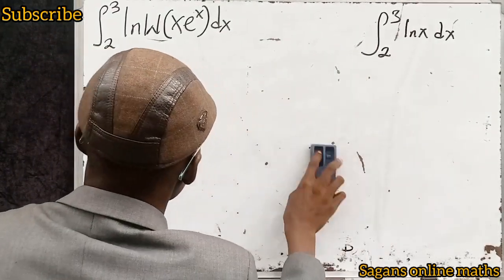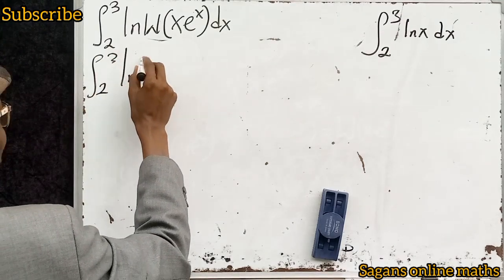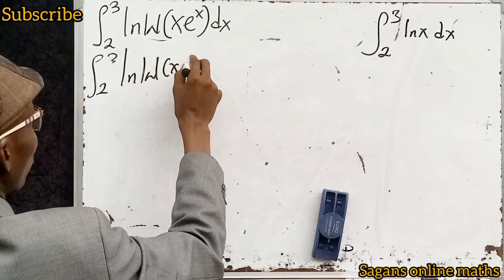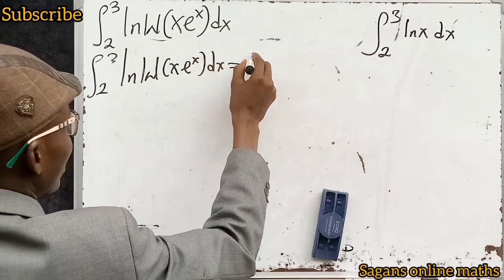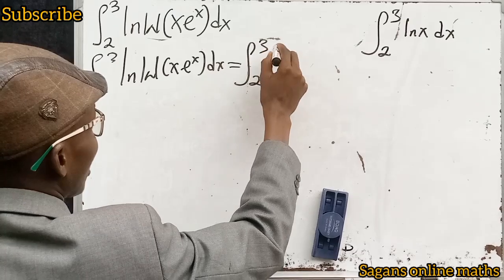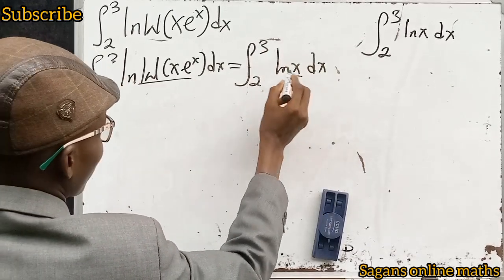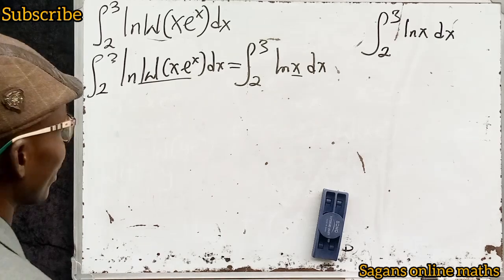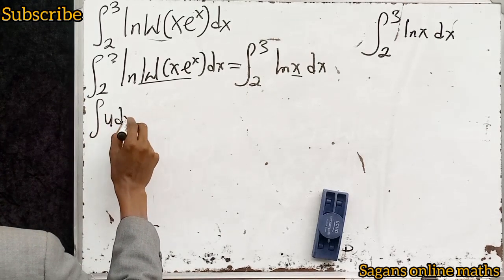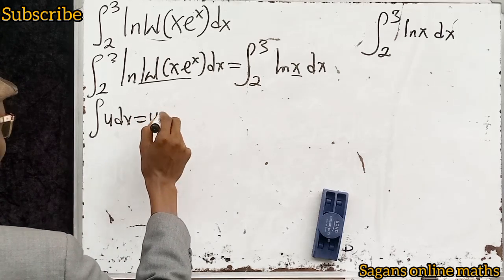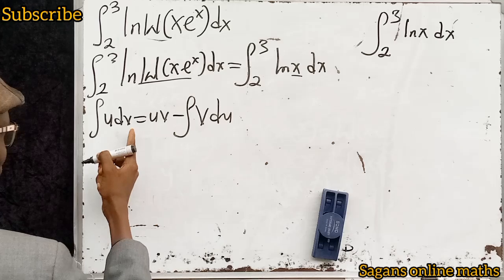All right, that means the integral of 2 to 3 ln of the derivative function of s multiplied by e to s dx. Sorry, the integral of 2 to 3 ln of x dx, because the whole of this is x. That means we are going to use our integration by parts. That means you say that the integral of u dv is equals to uv minus the integral of v du.